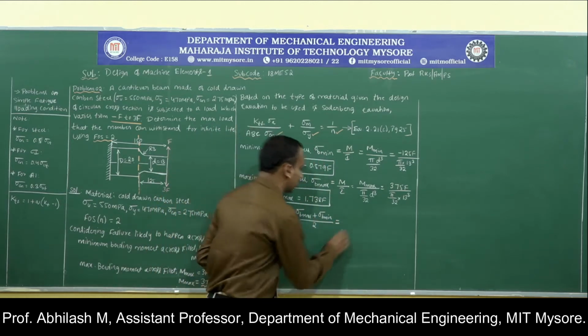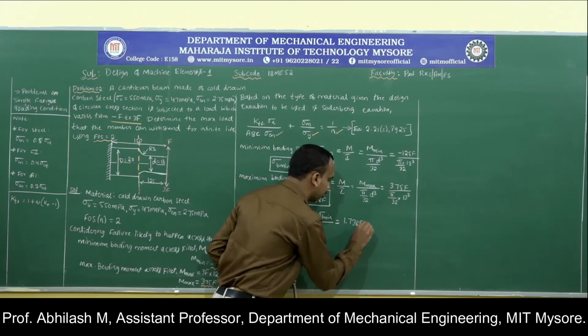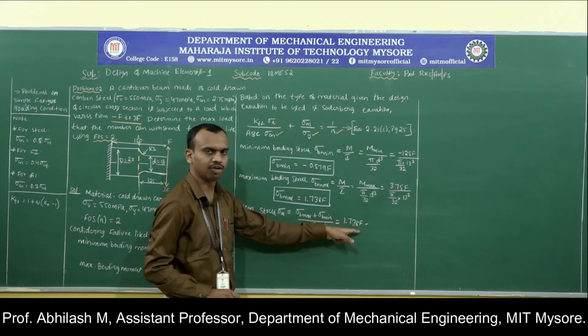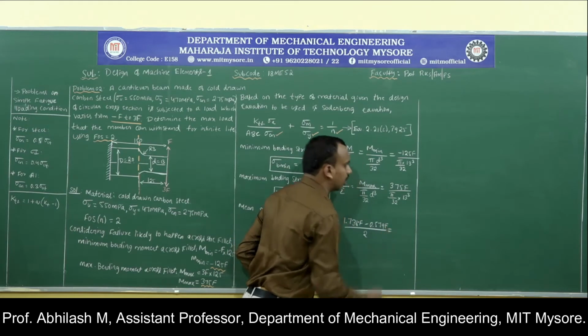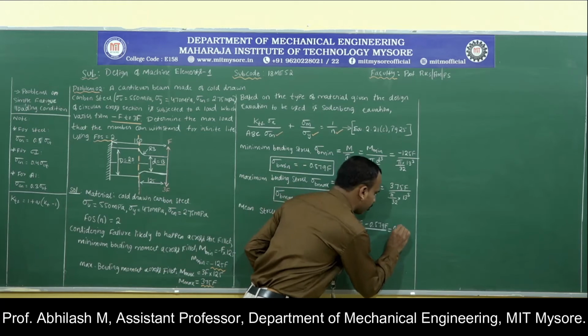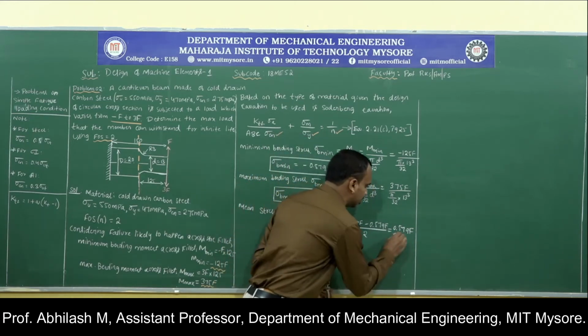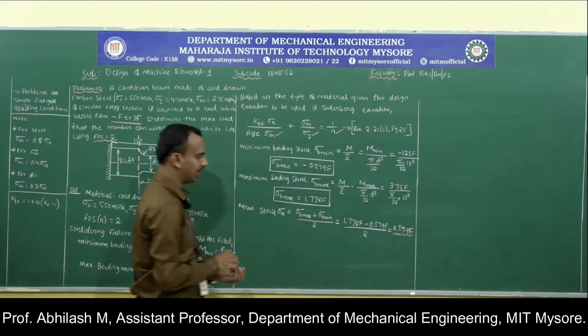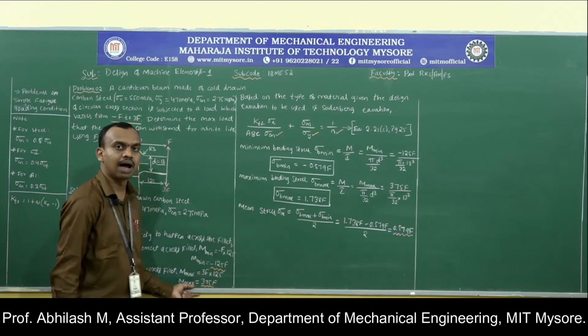So sigma b maximum is 1.738 F, minus 0.579 F, because plus of minus will give us minus, divided by 2. So the value of the mean stress that we obtain is 0.579 F.